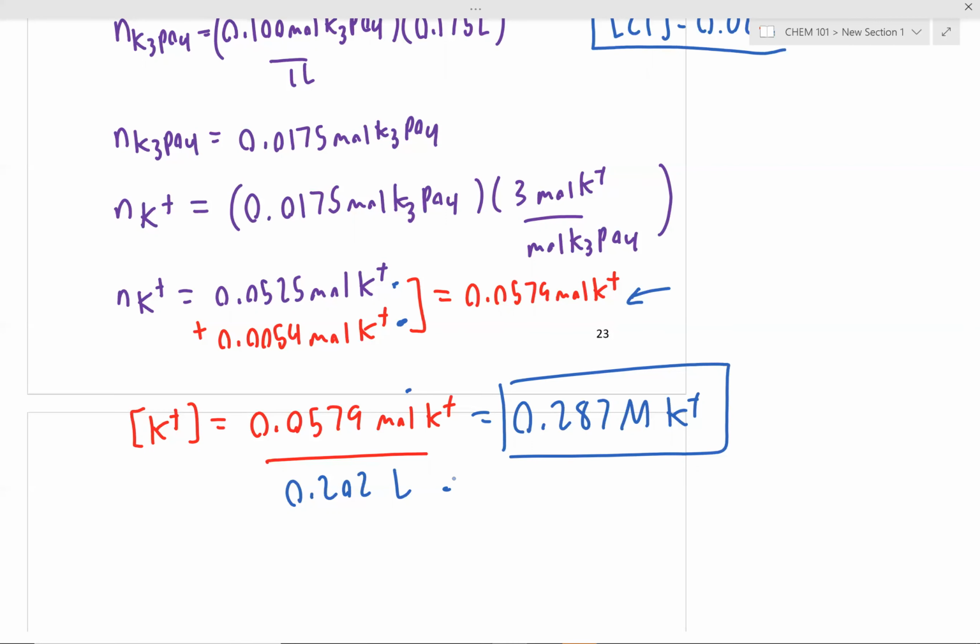So we didn't have to add the moles together with chloride because it's only present in one compound. You don't have to add the moles together because it's only present in one. You do still have to divide by the total volume in both. Does that make sense?